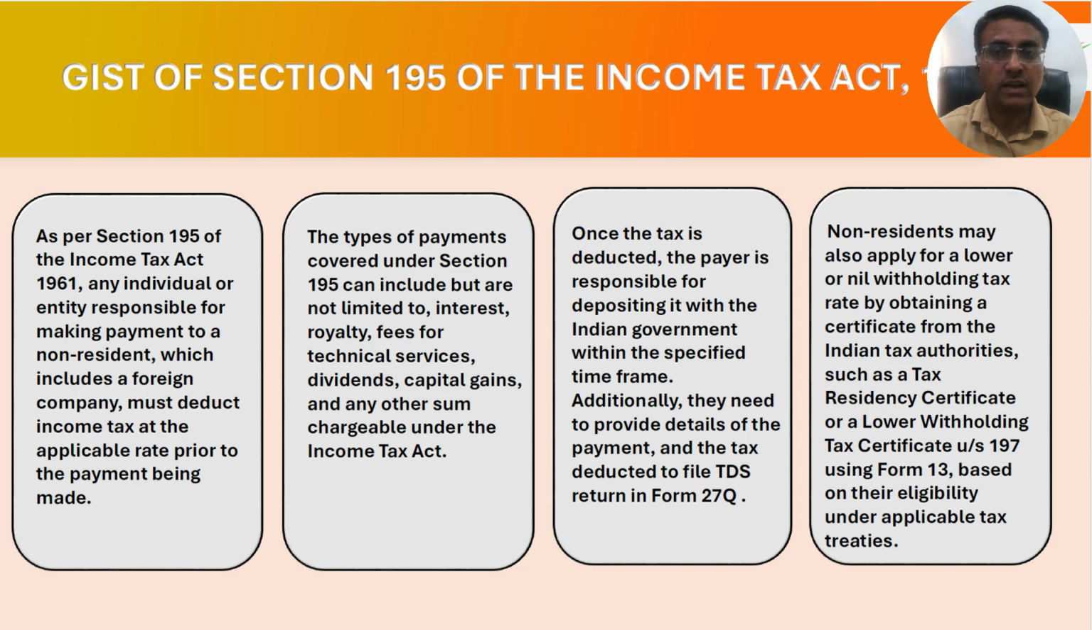So what is the gist of Section 195? Section 195 is a very important section. It plays an important role even if, suppose, you are not liable for a tax audit but you are making a foreign remittance. You are required to deduct TDS under Section 195. Section 195 applies even to a single rupee of payment. It does not specify any threshold limit. Any individual or company or entity is responsible for payment to a non-resident or a foreign company.